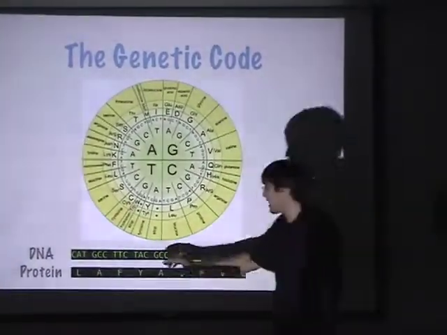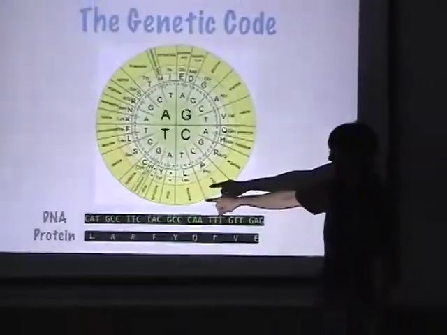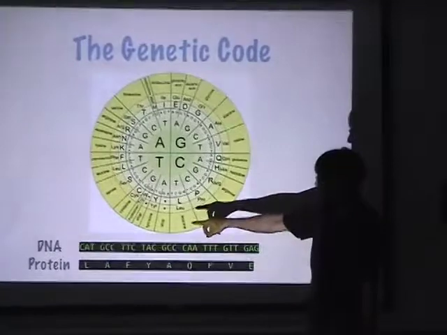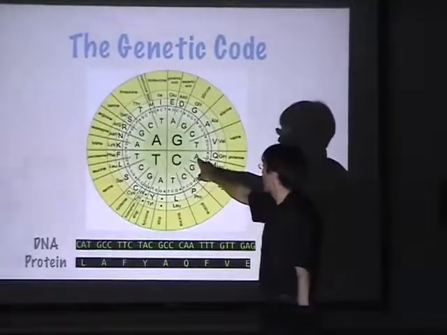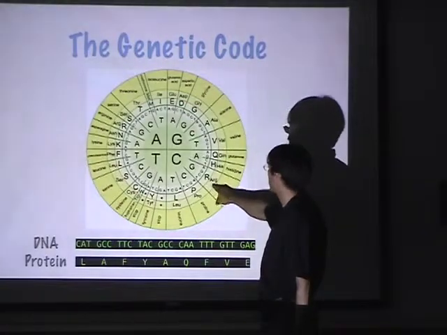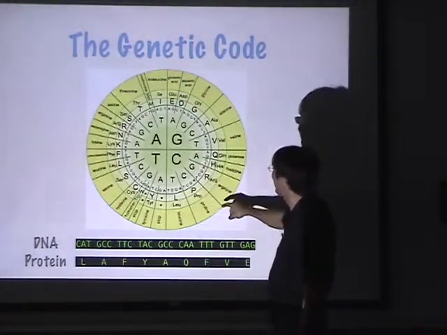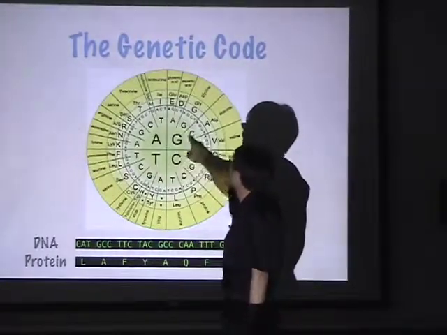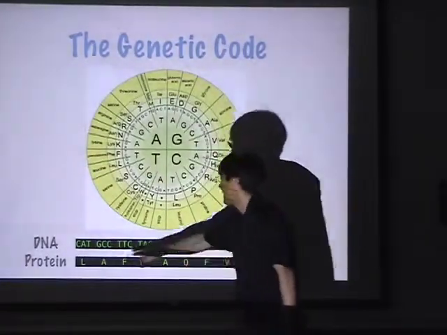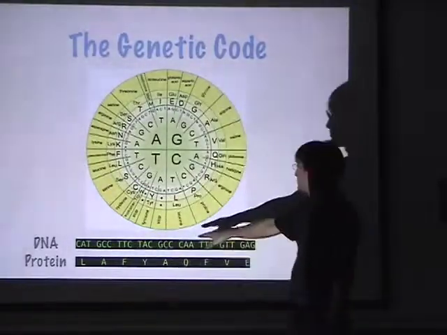So if the DNA has a sequence like this, you can translate that to protein by just saying, what does a C-A-T mean? You go to C-A-T. Oh, did I do this wrong? I did it wrong. It's leucine. I should have had the computer translate it. G-C-C, alanine. So that's alanine. T-T-C, T-T-C, phenylalanine, etc.